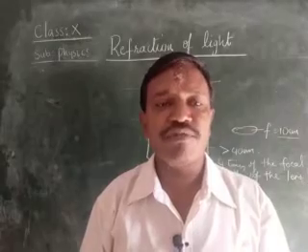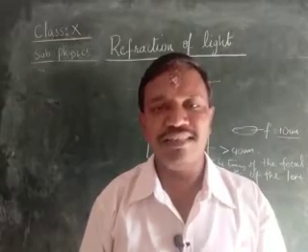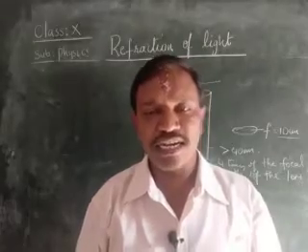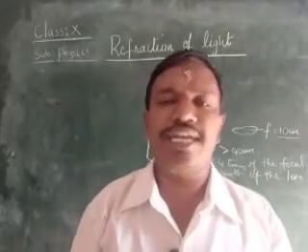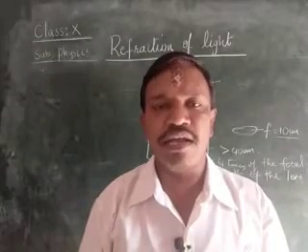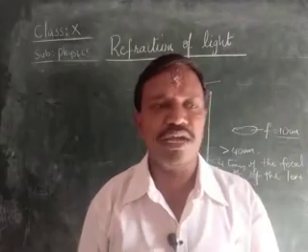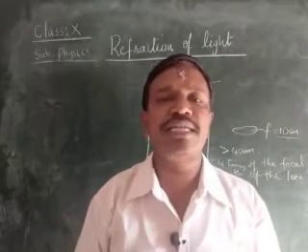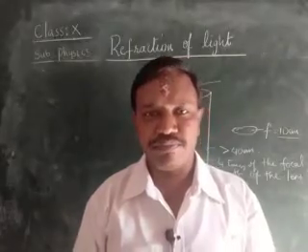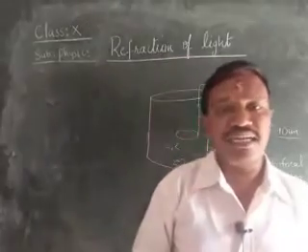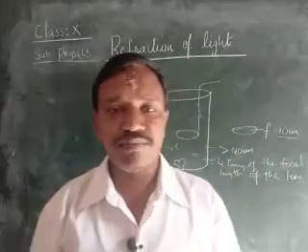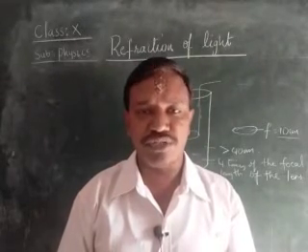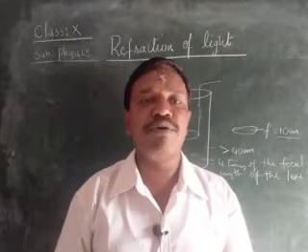Okay, children. Therefore, from this activity, what do we learn? We learn that the focal length of a lens depends on the surrounding medium, whether it is water or air or whatever it is, children. This is a very, very important activity, and it is asked in the examination many times, children.